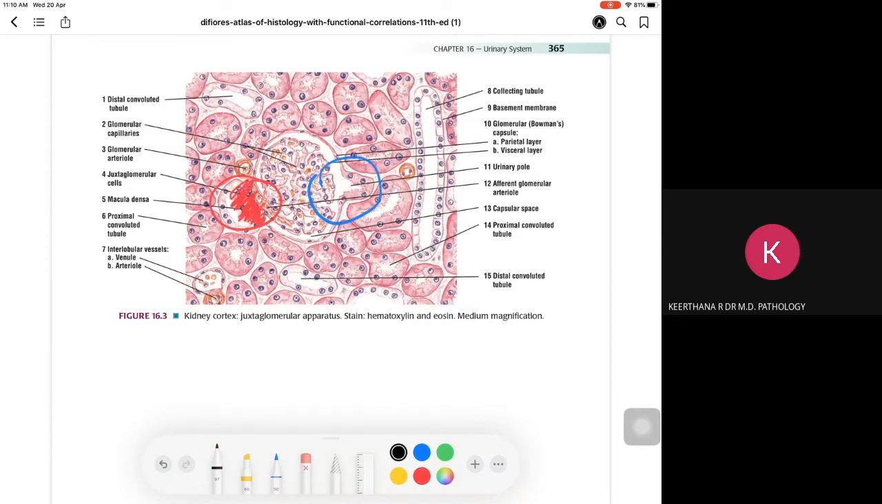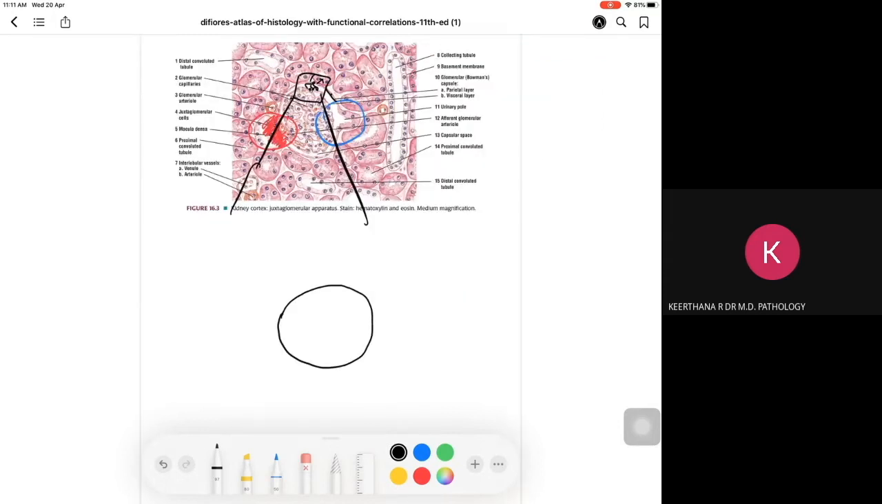This is the parietal epithelium, which is very flat. You can see that here. And the visceral epithelium, they have not drawn it, and they will look like foot processes like that. If you draw this area here, we are drawing the basement membrane of the capillary loops. This is another loop.